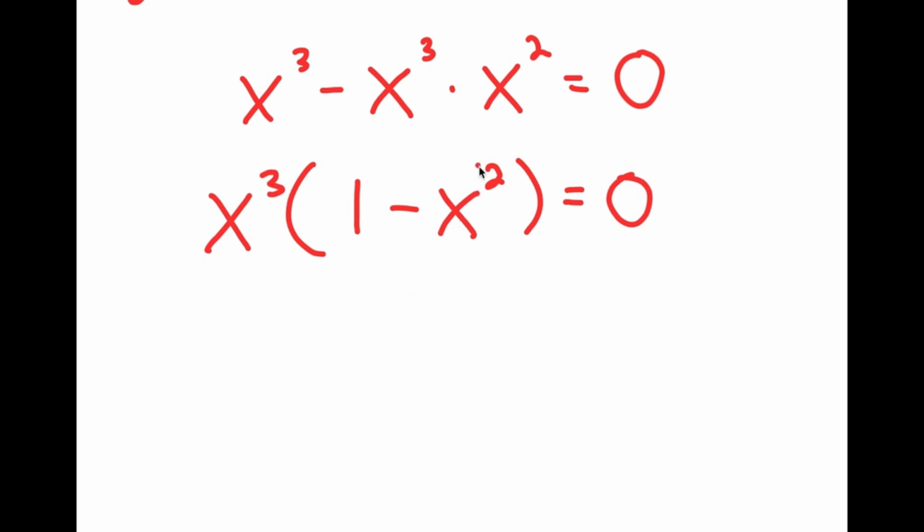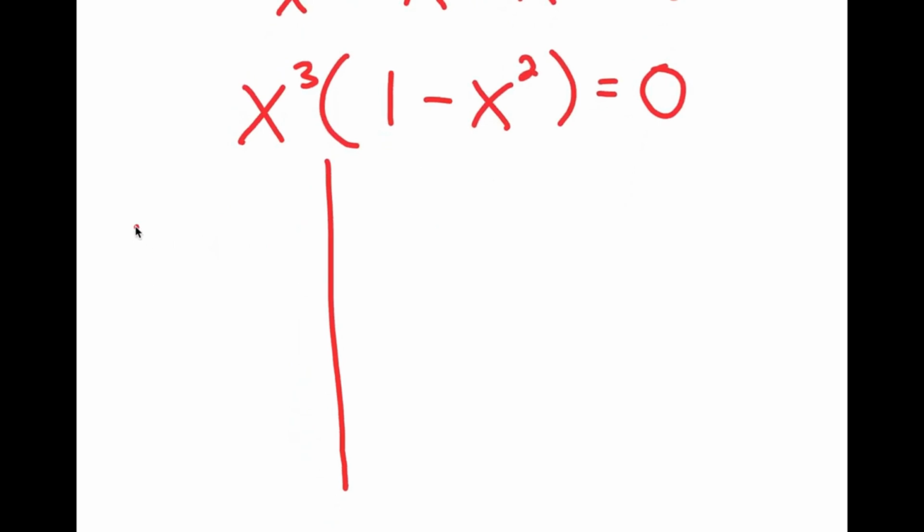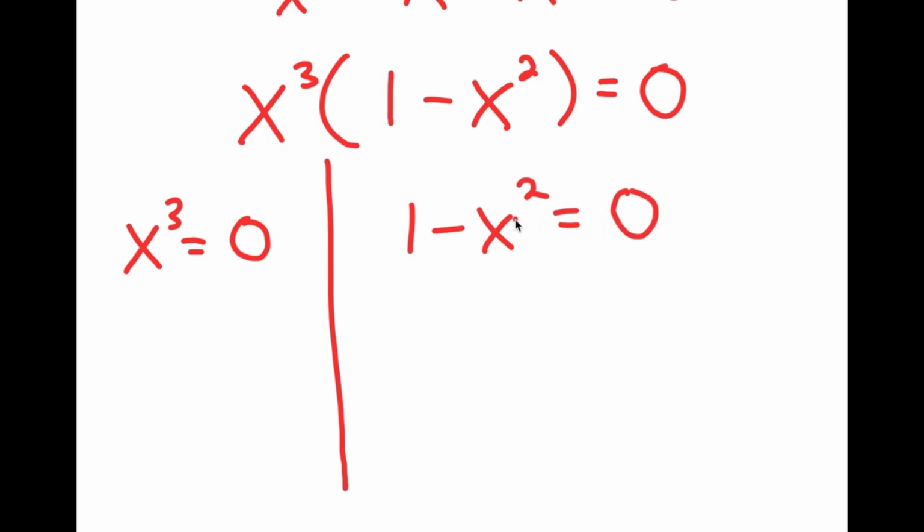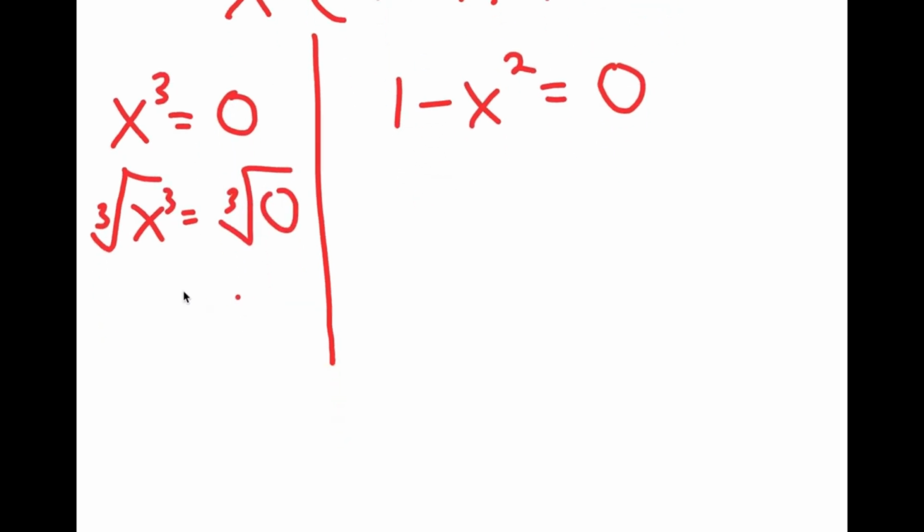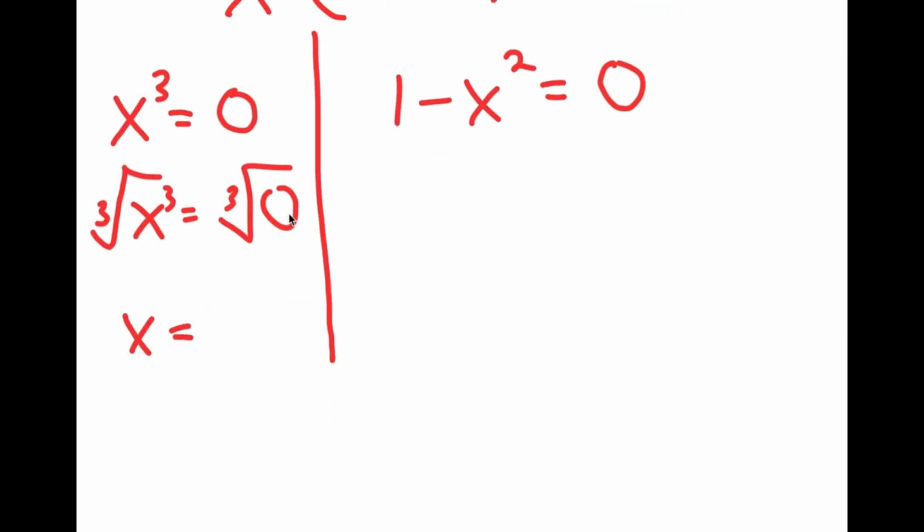So now this gives me two equations. I get x to the power of 3 is equal to 0, and I get 1 minus x squared is equal to 0. So for x to the power of 3 equals 0, I'm going to take the cube root on both sides. So I get the cube root of x to the power of 3 is equal to the cube root of 0. The cube root of x to the power of 3 is x, and the cube root of 0 is 0. So x equals 0 is one solution.